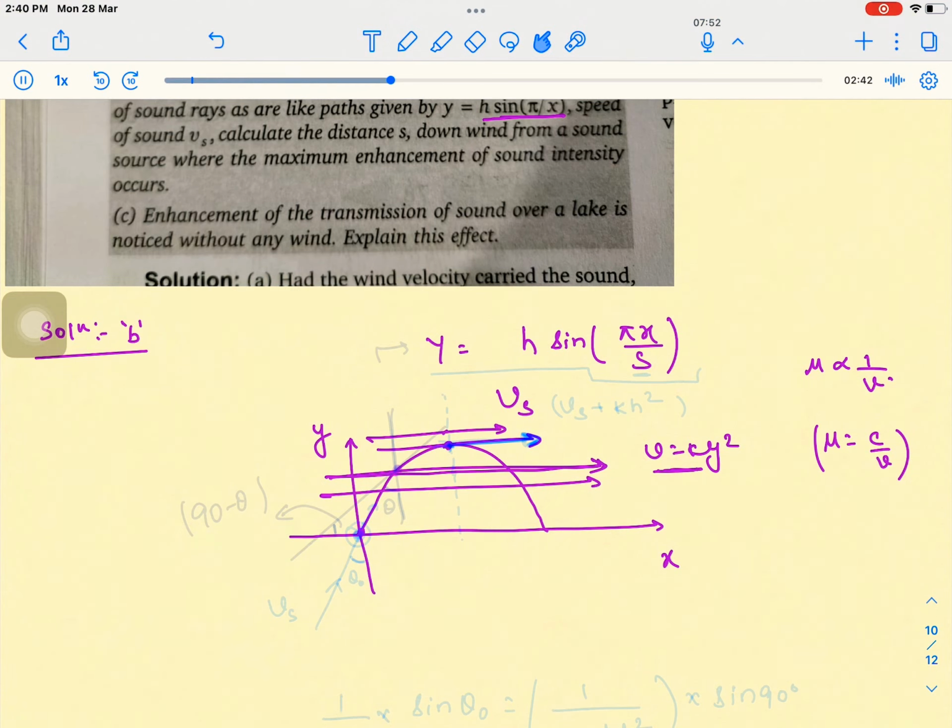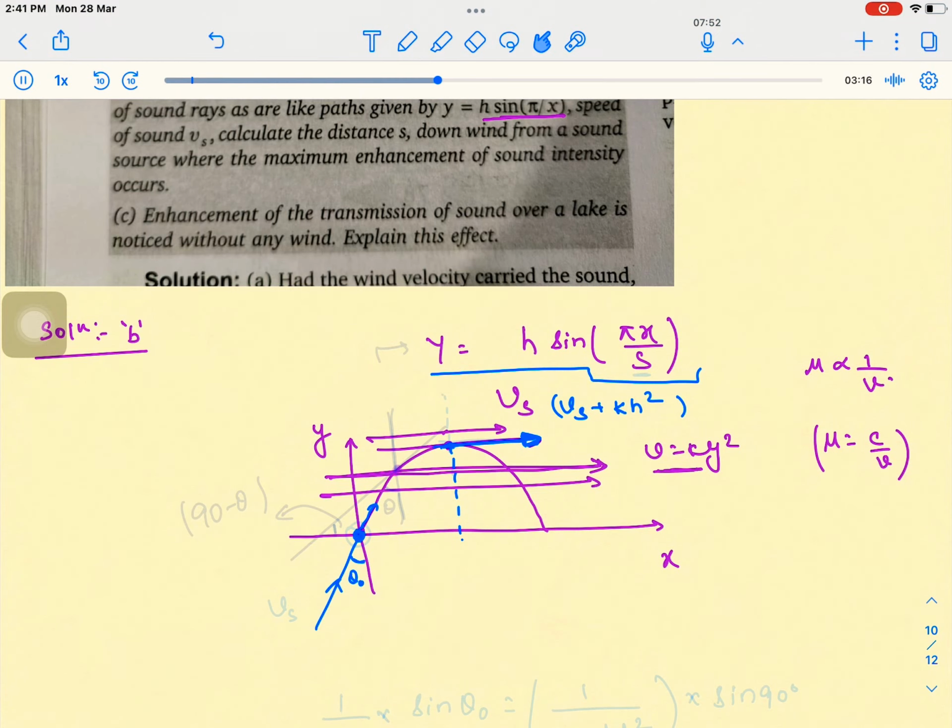So now let's say the sound wave enters this point at some angle theta naught, and as this is the trajectory of the sound, I know that here it is traveling horizontally, and at this point I can say that the speed is v of sound plus kh square, because that's the maximum distance of y using this equation. So that's Vs plus kh square.